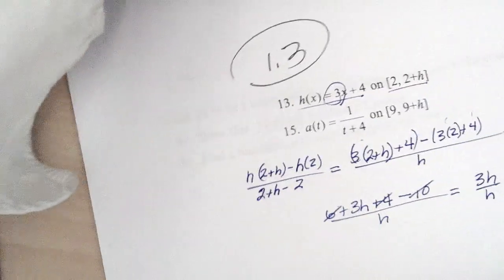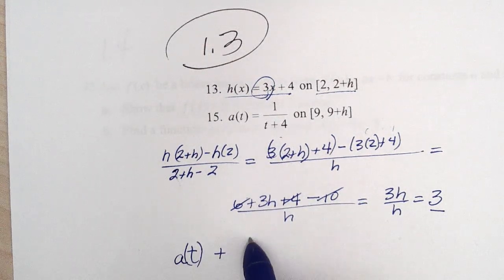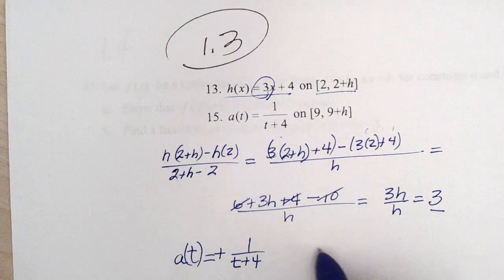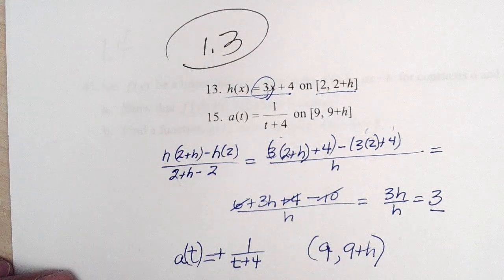Okay, so let's move this over here. And so a of t is 1 over t plus 4. And we're supposed to put 9 and 9 plus h. So we're going to do a of 9 plus h minus a of 9 over 9 plus h minus 9.